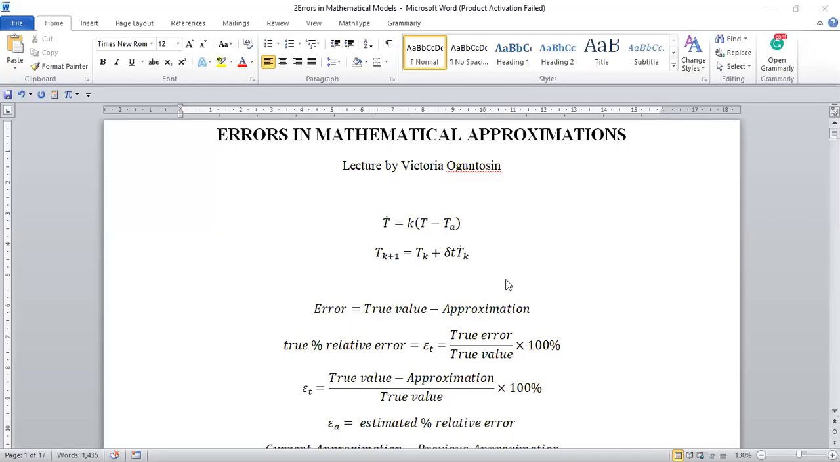Good morning, everybody. We're going to start the class. So the topic for today is errors in mathematical approximations.